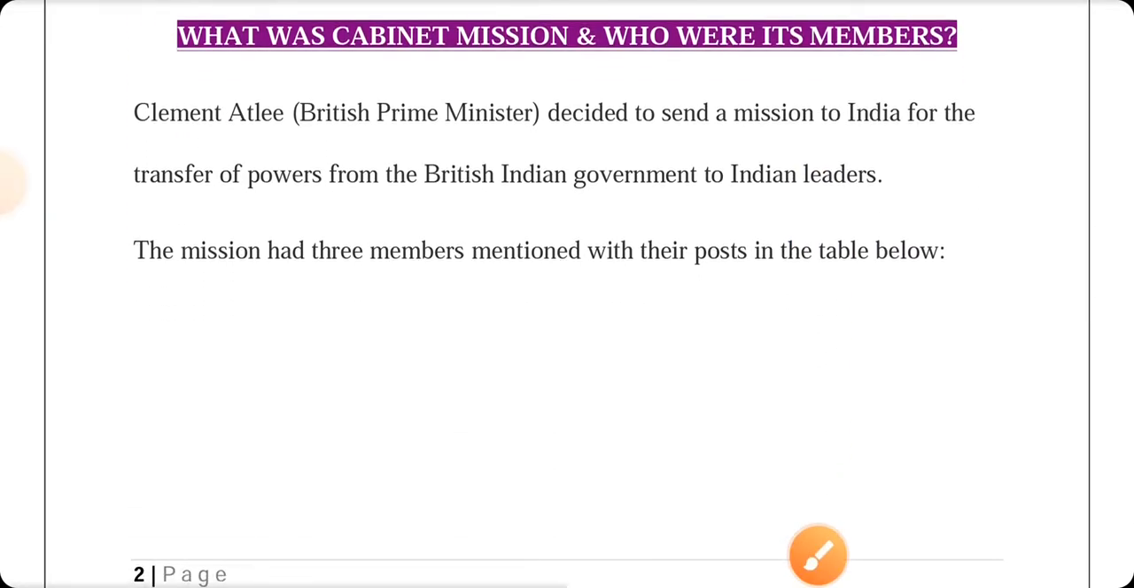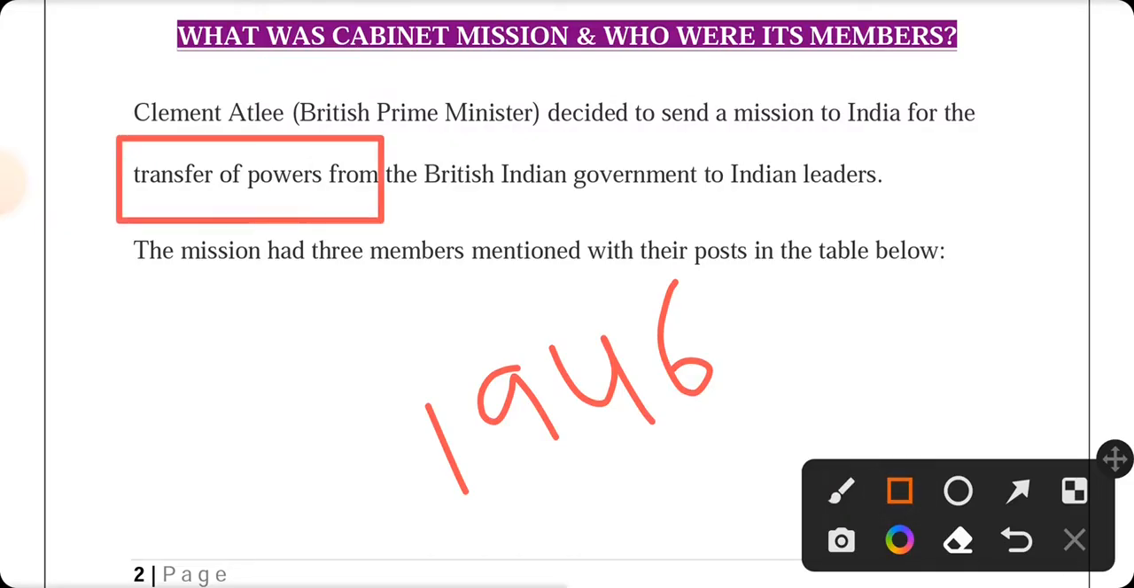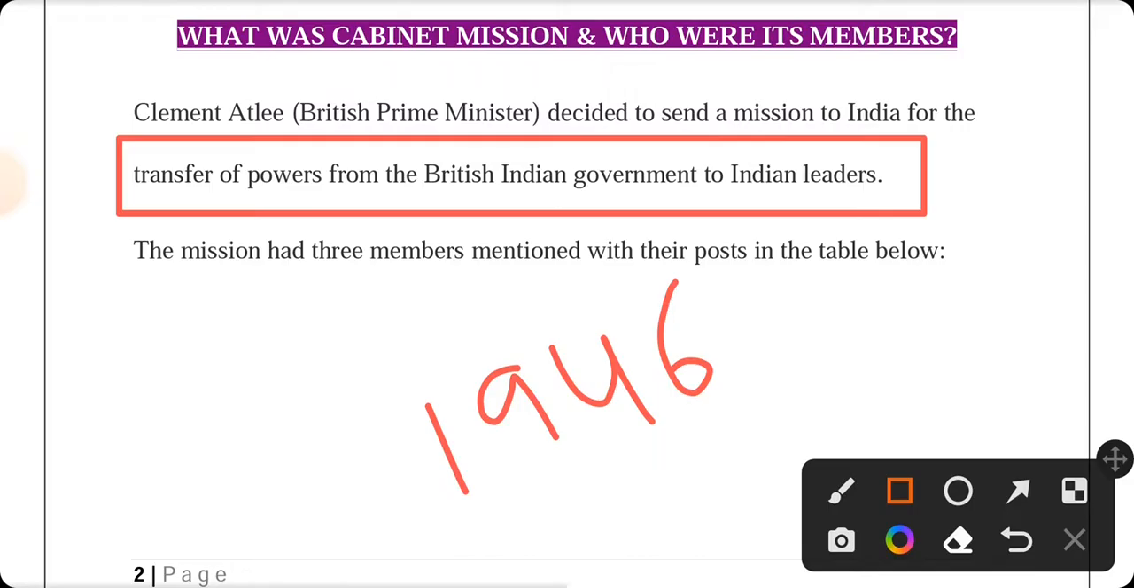Right? What is the Cabinet Mission? In 1946, then Prime Minister Clement Attlee sent a Cabinet Mission to India in order to transfer the powers from the British Indian government to Indian leaders. The mission had 3 members. How many members? 3 members.